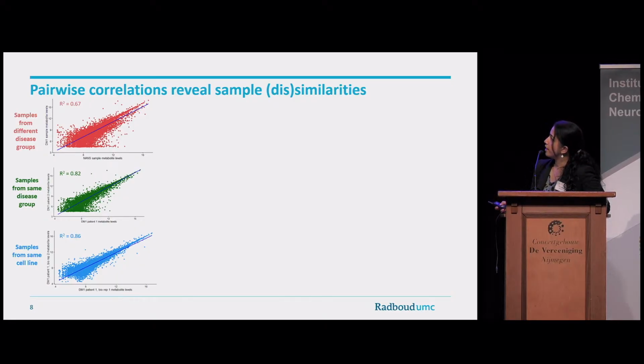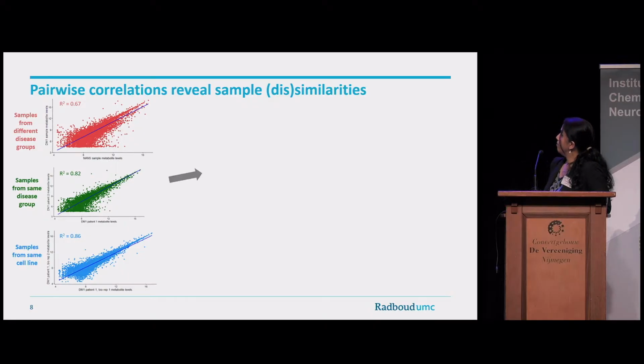Then we wanted to see the samples from the same disease group. So patient 1 from DM1 matched against patient 2. This is metabolomics data that we are looking at. And the correlation was higher. Then we looked at the next level of hierarchy, wherein we wanted to see the samples from the same cell line. So biological replicate 1 of DM1 patient 1 against replicate 2 of DM1 patient 1. And again, the correlation was higher.